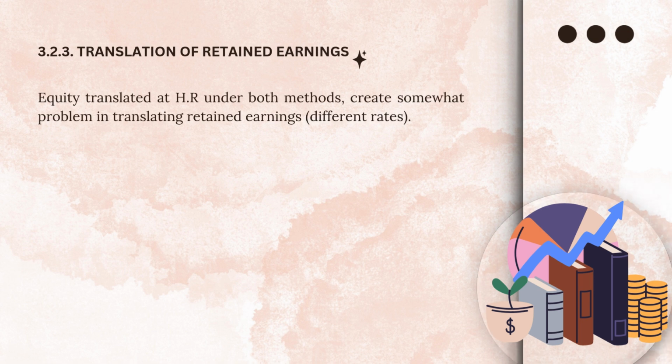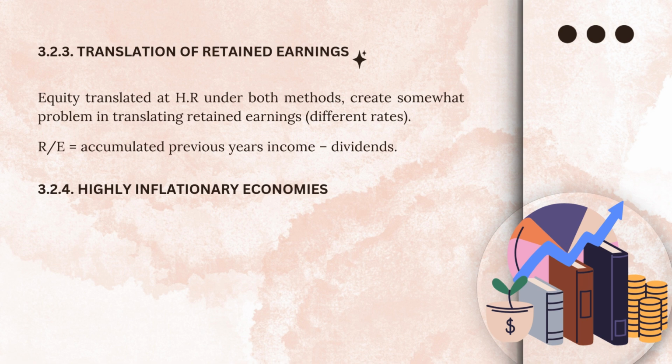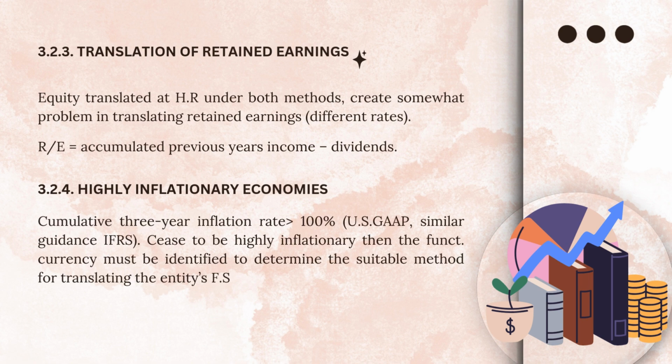3.2.3 Translation of retained earnings. Equity is translated at H.R under both methods, which creates somewhat of a problem in translating retained earnings, because of different rates. R/E equals accumulated previous years' income less dividends. 3.2.4 Highly inflationary economies. Cumulative 3-year inflation rate of 100%, U.S.GAAP, with similar guidance under IFRS.